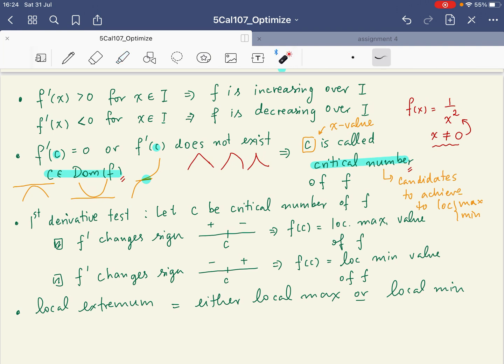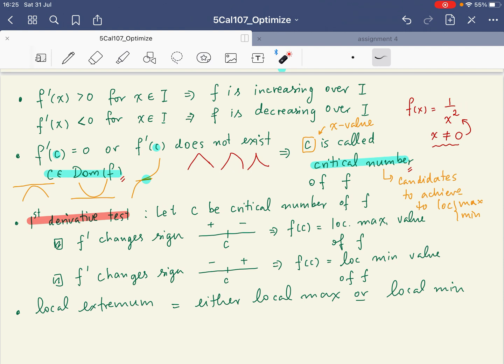In order to determine whether the critical number that you obtain is a max or a min, one way to do it is the so-called first derivative test. First of all, you need to find your critical number. As we told you, these are all candidates. And then you look at the sign of your f prime.